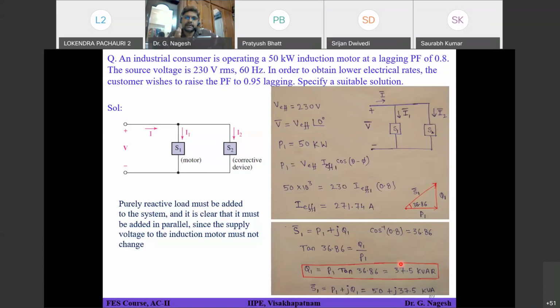Okay, so the existing power triangle P1 plus jQ1 is for only one load connected to your system. They are saying that after connecting some element, I want the power factor to be 0.95 lagging. So let's consider that as P and Q. We will not say P1 and Q1, you will consider them as total power P and total power Q. So total power P is equal to P1, because P2 is not consuming any power, that is 50 kilowatts. The new phase angle is cos inverse of 0.95, whatever you get, that you have to use. And then find the value of Q.